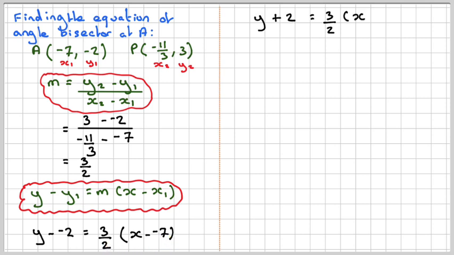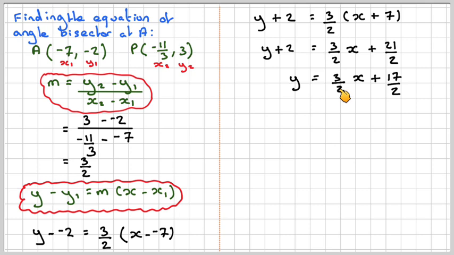That will give y plus 2 is equal to 3 over 2 times x plus 7. And then doing the arithmetic, so taking 3 over 2 into the bracket, and then subtracting 2, we're going to have that y is 3 over 2 x plus 17 over 2. So that's the angle bisector at A. Now we're going to find the angle bisector at B.